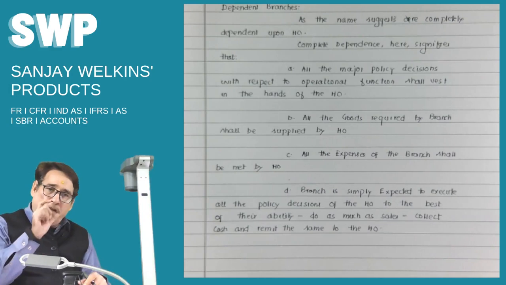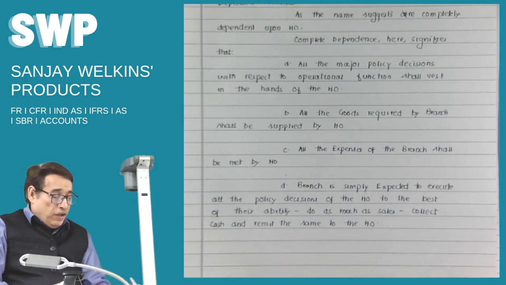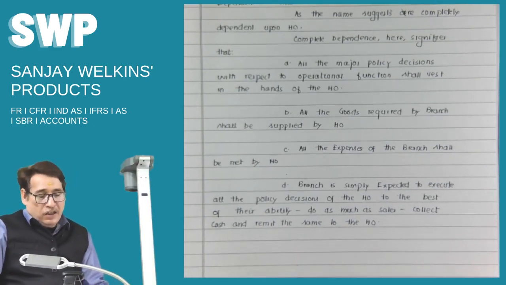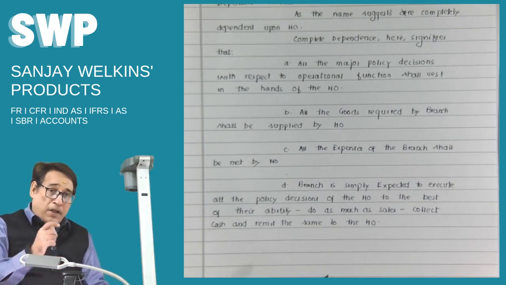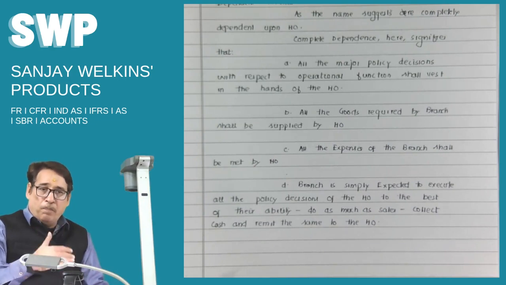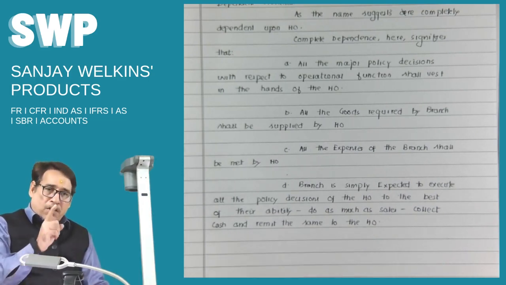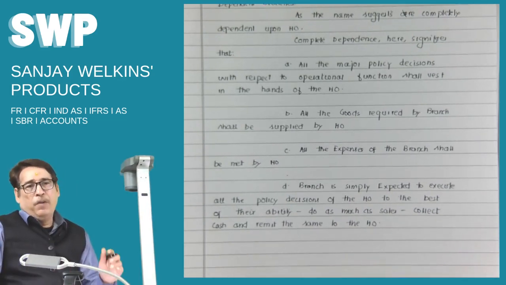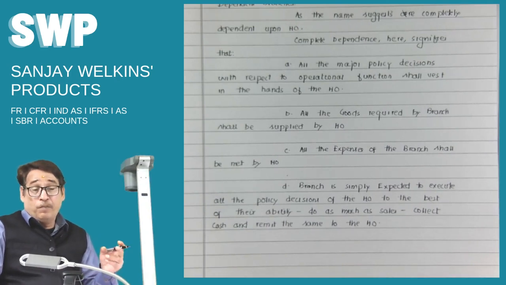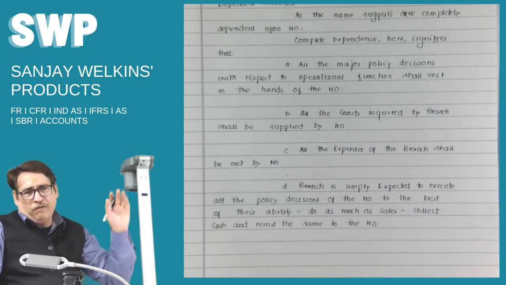Here, one thing I would love you to pay attention to. Just a moment ago, and in fact, right from the beginning of this chapter, I did tell that under dependent branches, it is the head office which is going to play all the cards. Correct? That means all the rights, all the decision framing things are in the hands of the head office. But regarding one area, a little bit of freedom is given to the branch. For example, branch manager will be given a little bit of freedom with respect to sales. For example, he may be allowed to give the discount.